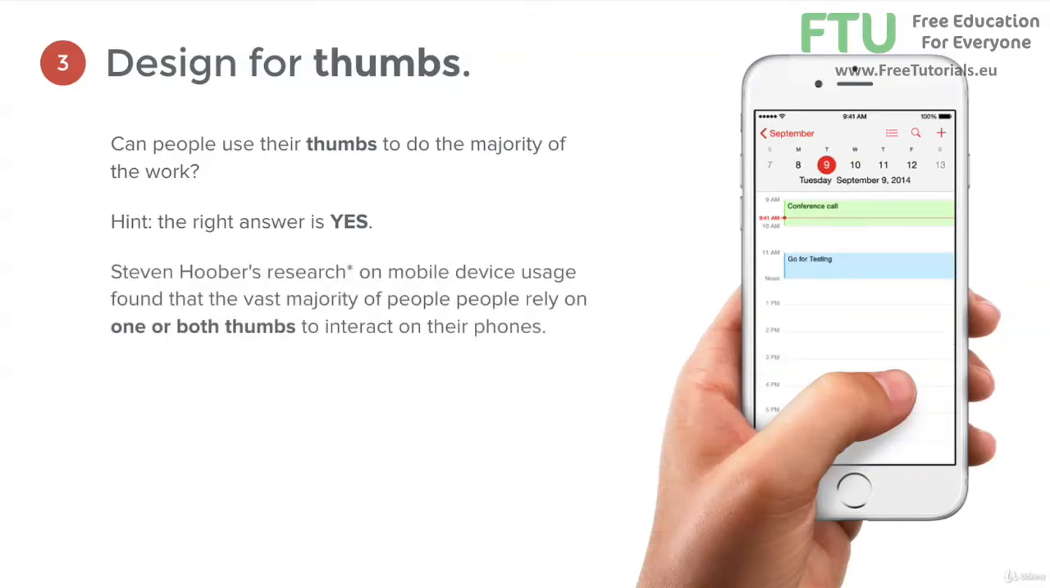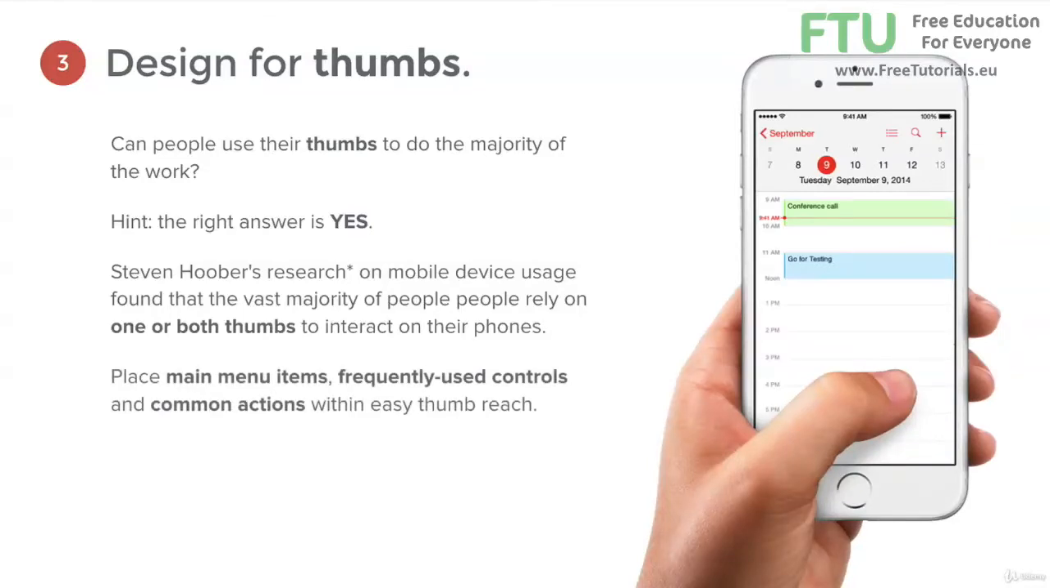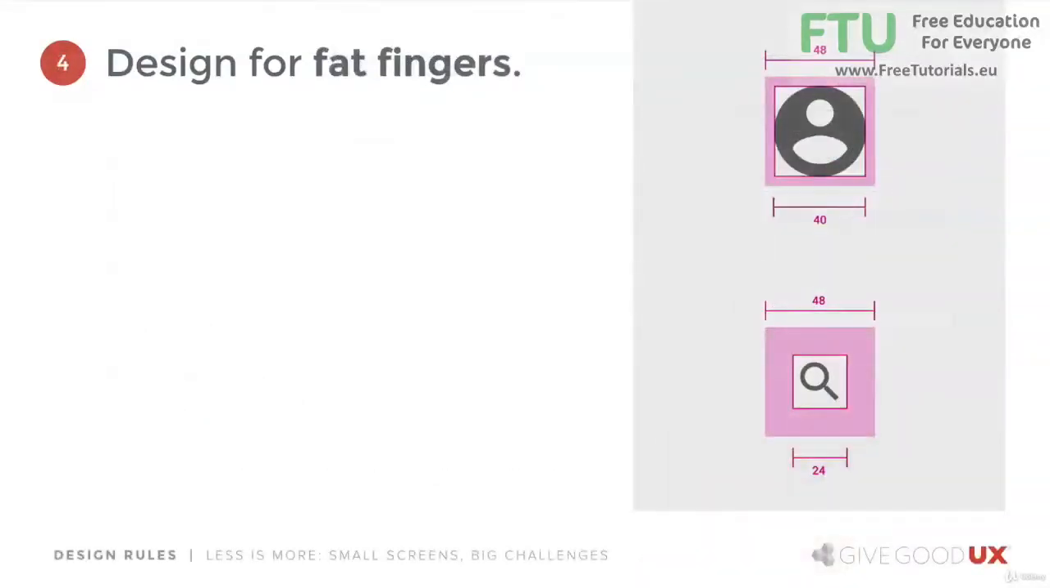Steven Hoober did some amazing research on mobile device usage, and he found that the vast majority of people rely on one or both thumbs to interact on their phones. Okay, that means you have to place menu items, frequently used controls, and common actions within easy thumb reach. That's the reason you're now seeing a lot of bottom menus, navigation menus, on apps and mobile sites, because that's where our thumbs are.